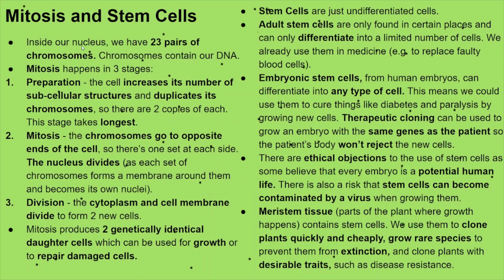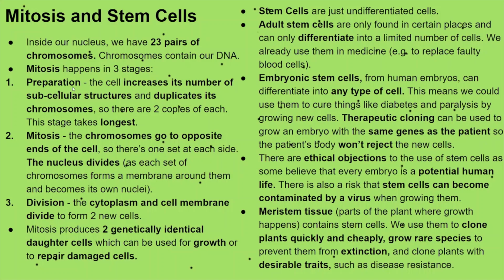So inside our nucleus we have 23 pairs of chromosomes. That's very important. Memorize that fact for both biology papers and even the chemistry papers. And chromosomes contain our DNA. So we're going to look at mitosis first, and then we're going to go on to stem cells. So mitosis, or should I say the cell cycle, it happens in 3 stages.